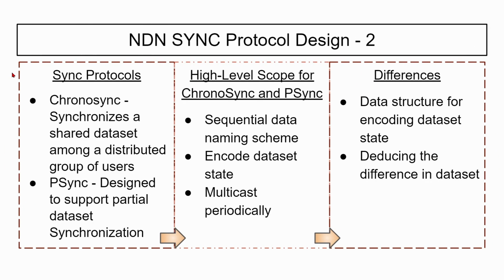So, there are two sync protocols in the paper. First is ChronoSync and the other one is pSync. ChronoSync synchronizes a shared dataset among a group of distributed users. pSync is designed to support partial data synchronization, which we will see later on. At a high level, both ChronoSync and pSync adopt the same sequential naming convention, encode their dataset state, and periodically multicast sync interests to other users in the sync group. However, there are some differences, one of them being the data structures used for encoding dataset state and deducing the differences in the dataset.